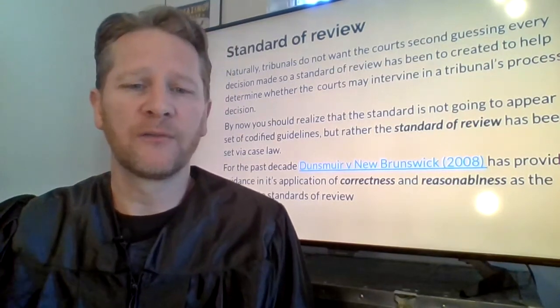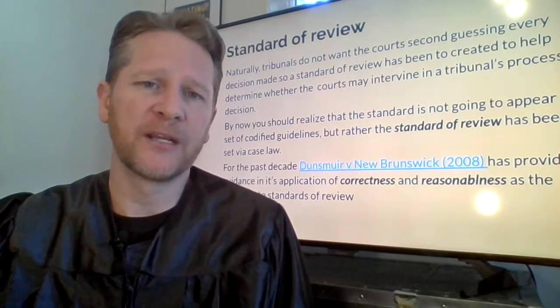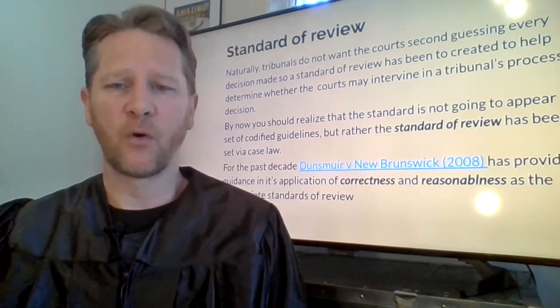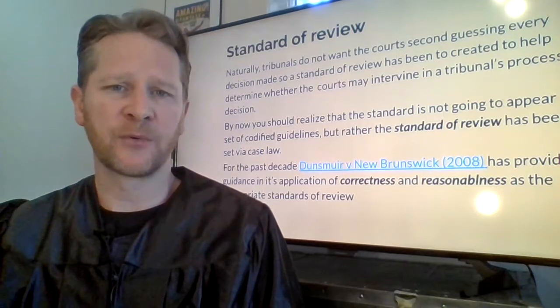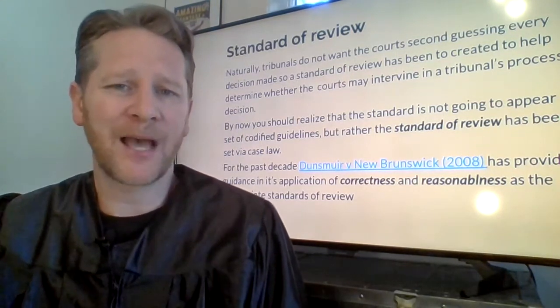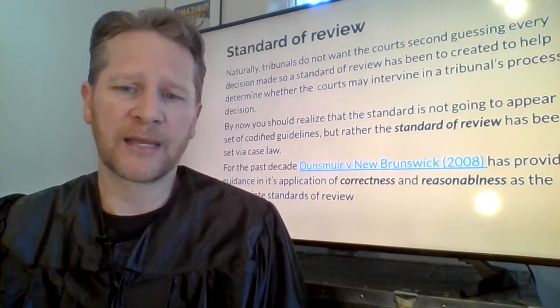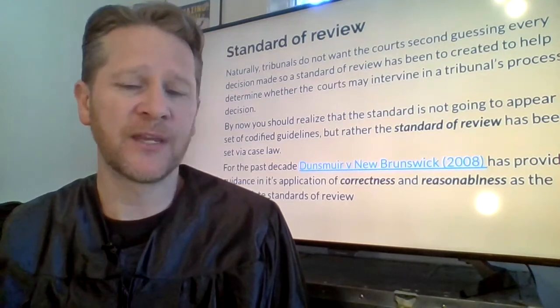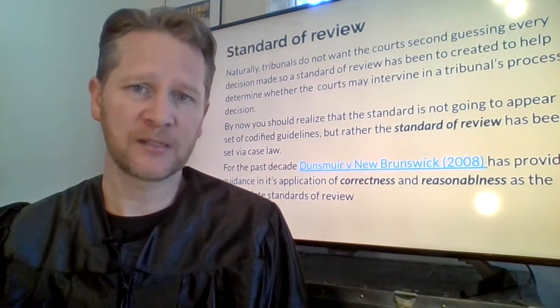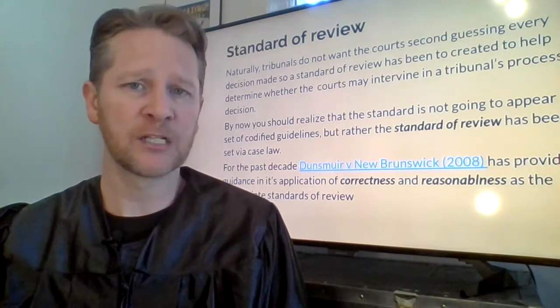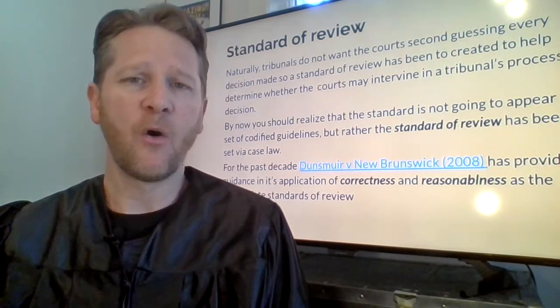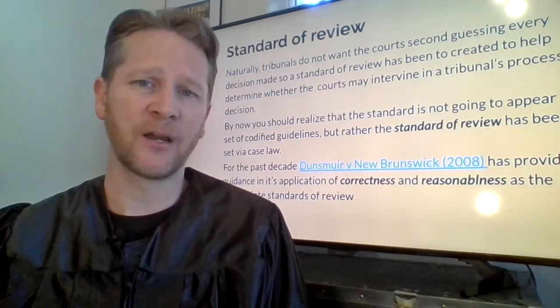And so what you will have gathered from reading Dunsmuir is that the courts work on three standards of review. So if the courts are deciding whether or not they will intervene in a tribunal decision, they looked at three things. They looked at the correctness of the decision, they looked at the reasonableness of the decision, or they looked at what was considered patent unreasonableness.